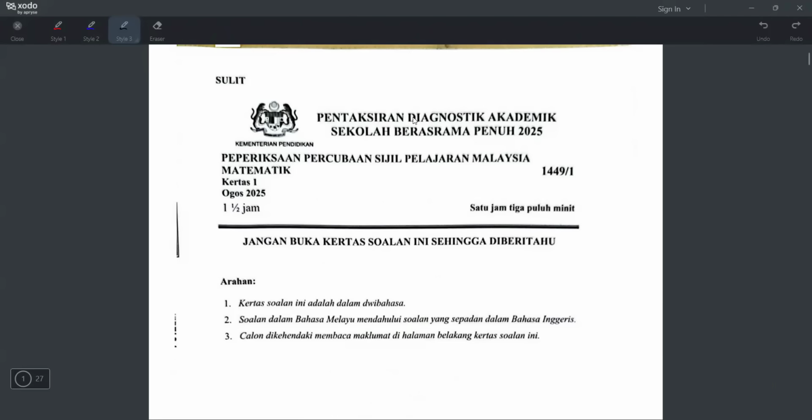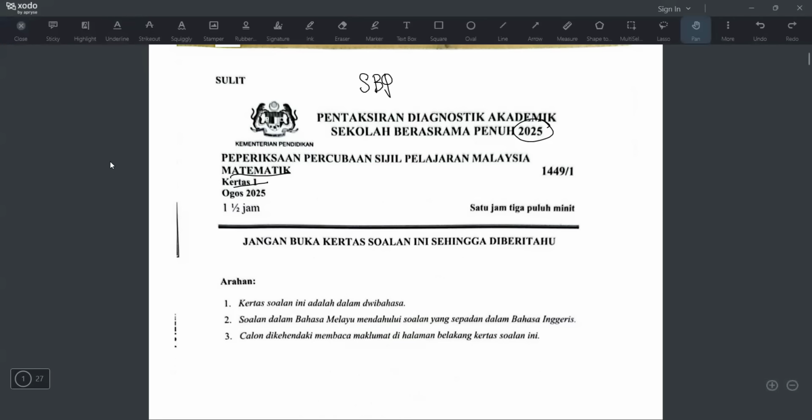Okay, in this video I'm doing a maths paper. This is the trial 2025 maths paper, the SBP paper. It's the Mathematics Kertas 1 trial for 2025. Okay, before I start, I want to mention a few things.